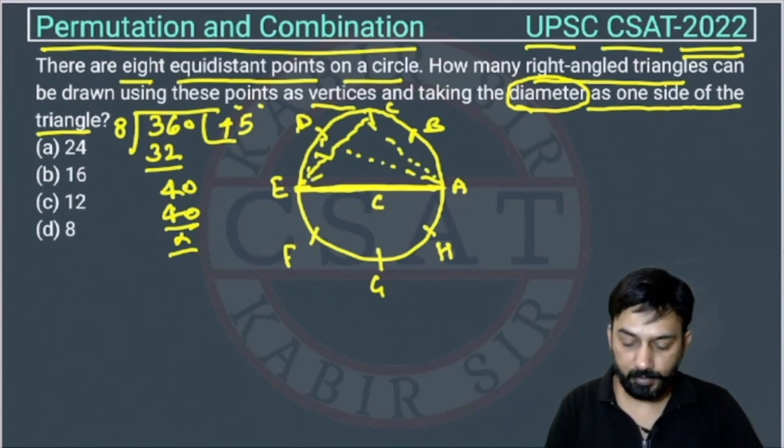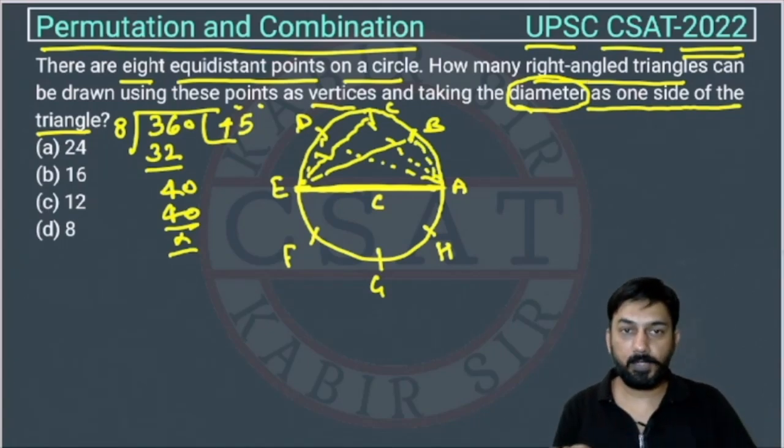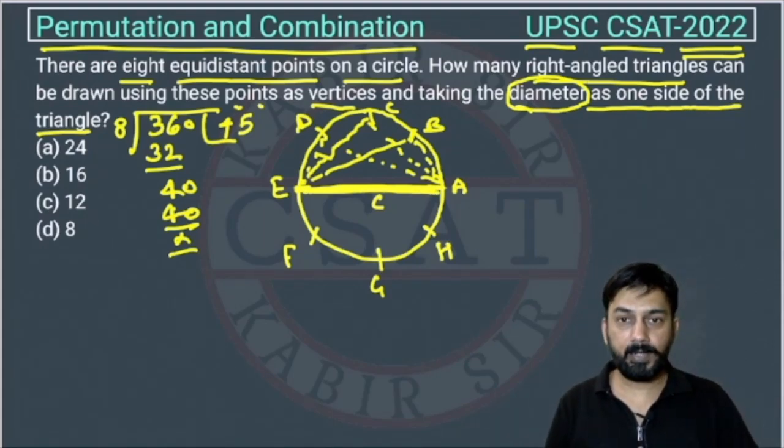If you are drawing with this point, this will also be a right angle triangle. So this is a property of circle. If you are using the diameter as one side, then any triangle you draw will be a right angle triangle. So this is a property of circle, right?